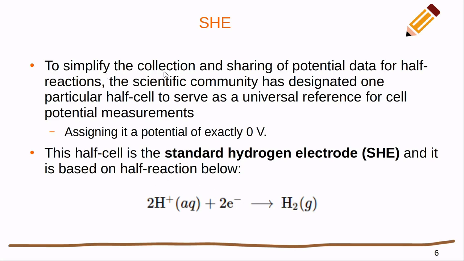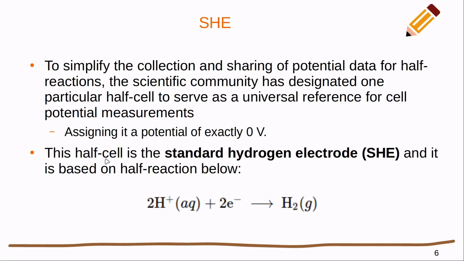Basically, to simplify the collection and sharing of potential data for half reactions, what the scientific community did is they designated one particular half cell to serve as a universal reference for cell potential measurements. So if I just define one specific half cell and then measure the voltage across that and any other cell, I can come up with a standard voltage that I can then use to compare that activity versus everybody else. So we're always measuring against a standard.